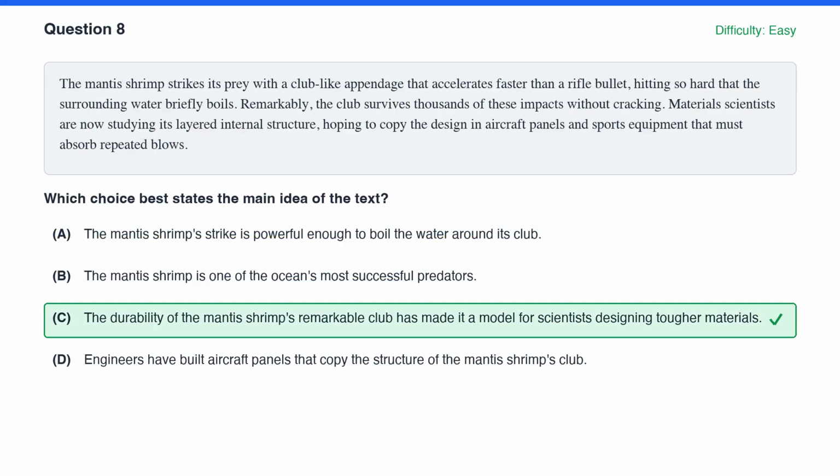C wins because it joins both halves, the club's remarkable durability and scientists using its structure as a model for tougher materials. The lesson on main idea questions, the right answer covers the whole text, not just one striking detail.